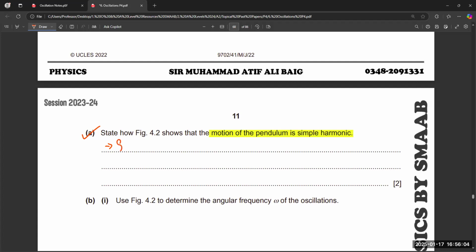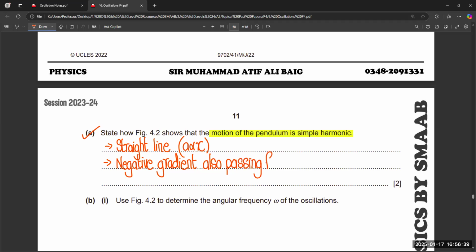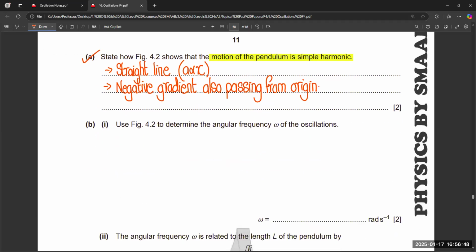We have a straight line, and it passes through the origin. A straight line shows acceleration is directly proportional to displacement, and negative gradient, origin. So the first part is simple. We just need to copy the features exactly.